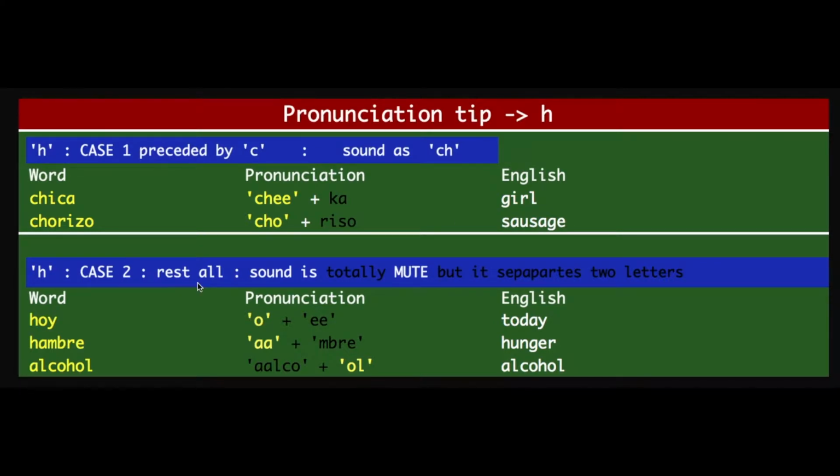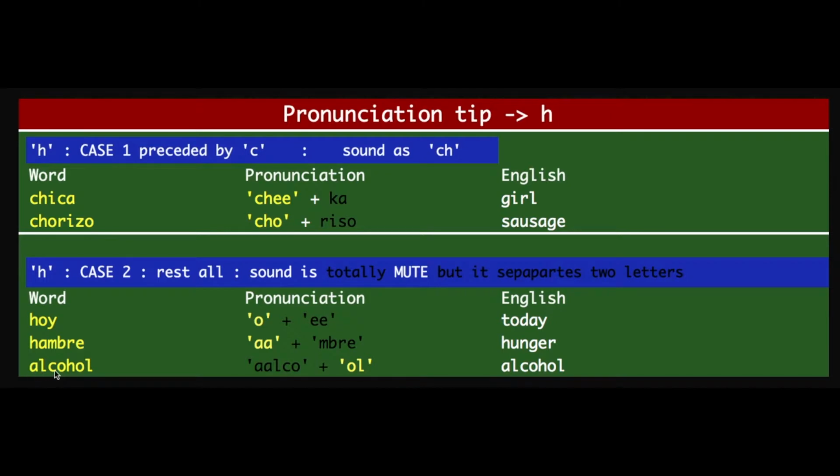Let's go to the next case. Case 2. The rest of all cases. Sound is totally mute, but it separates the two letters. So whenever you see H, whichever part of the word, it is always mute, but it separates the two letters when it comes between them. Let's take a look. Oi. Oi means today. So the sound is oi here, H is silent. Hambre. Hambre means hunger. H is silent again.